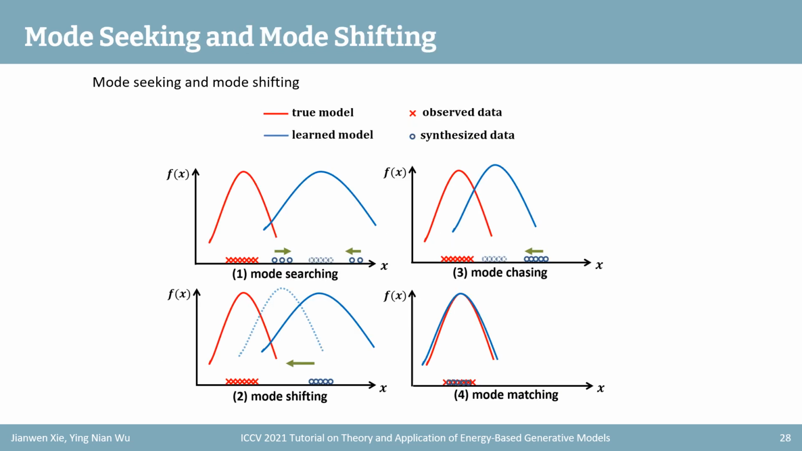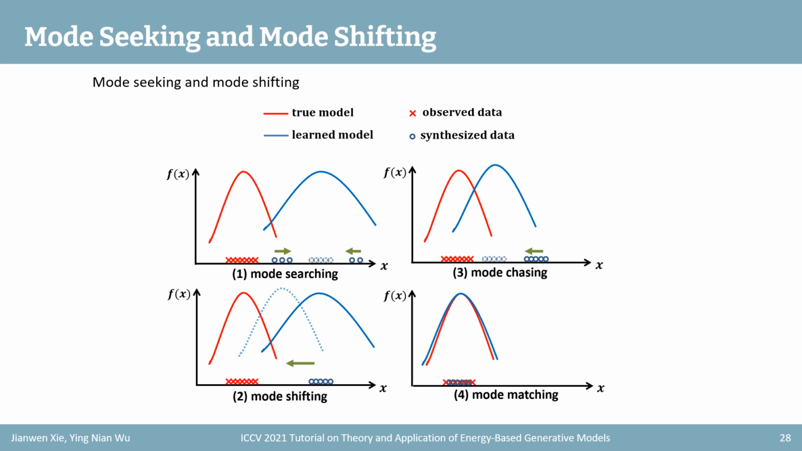The analysis by synthesis learning algorithm is a mode-seeking and mode-shifting process. Here is an illustration. The red curves and blue curves represent the negative energy landscapes of the true model and the learned model, respectively. The red crosses indicate observed data, and the blue circles indicate the synthesis data.